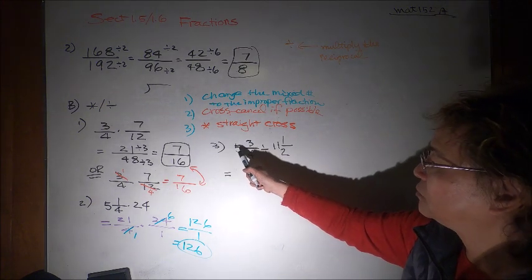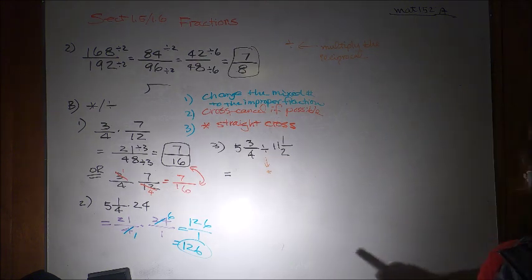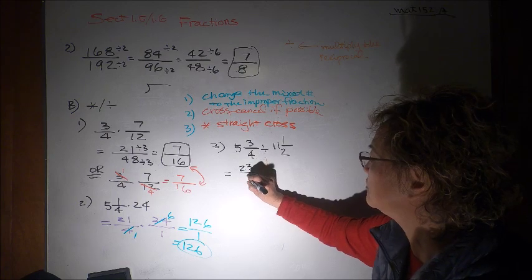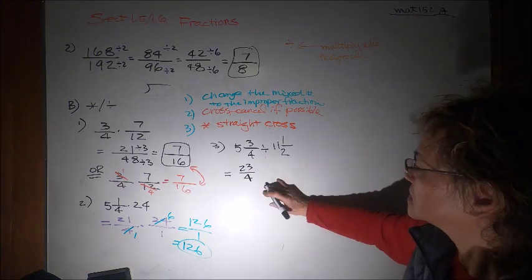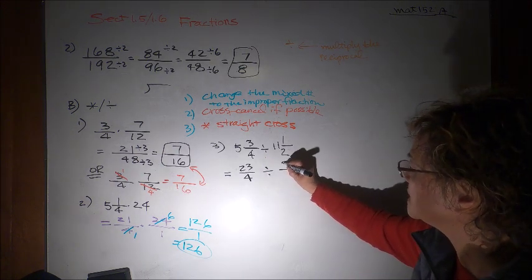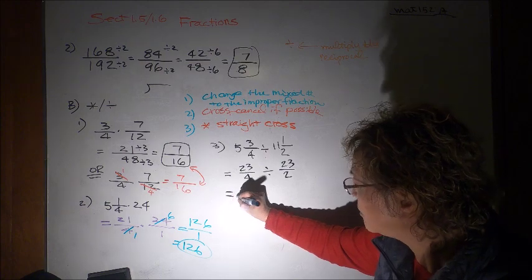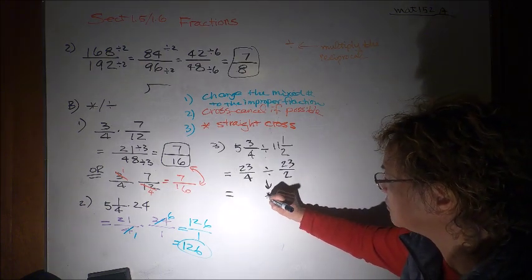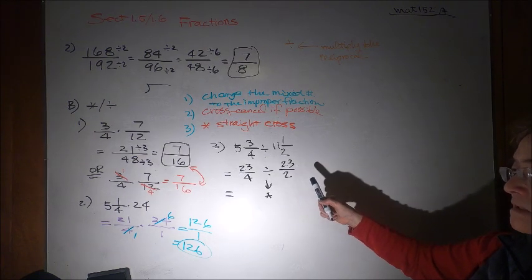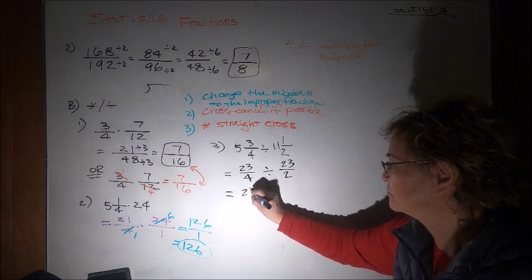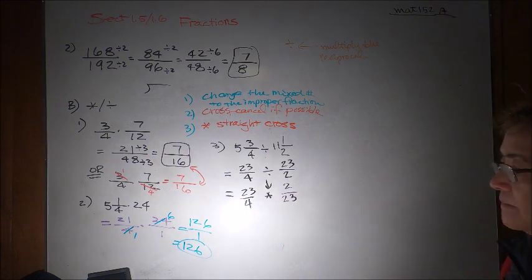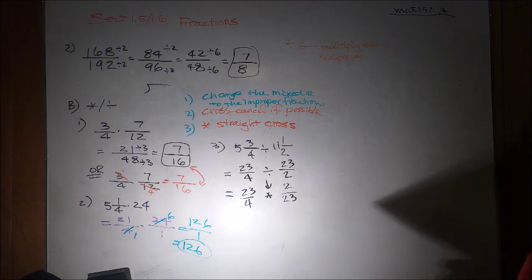So we have to change the mixed number to an improper fraction. So 5 times 4, 20, plus 3, 23. Right? So before we flip, 11 times 2, 22, plus 1, 23 over 2. Now, for division, you change division to multiplication and multiply by the reciprocal of the second term. The first one, you keep it. The second one, you flip. It's called the reciprocal. Right?